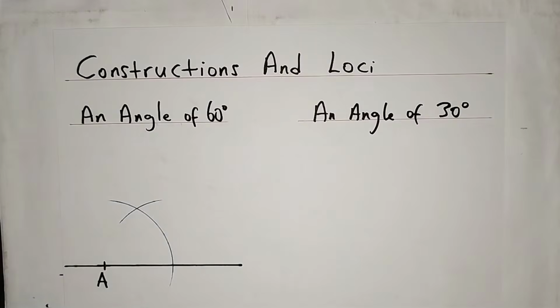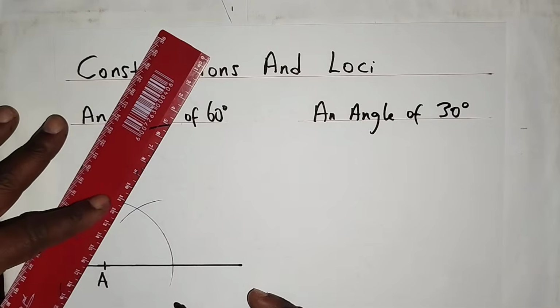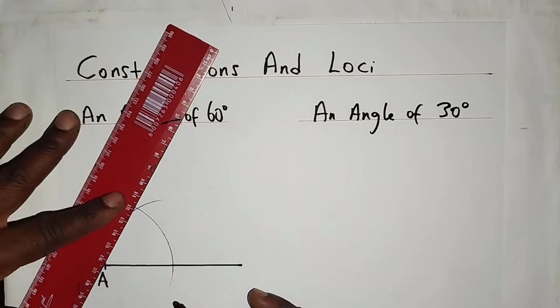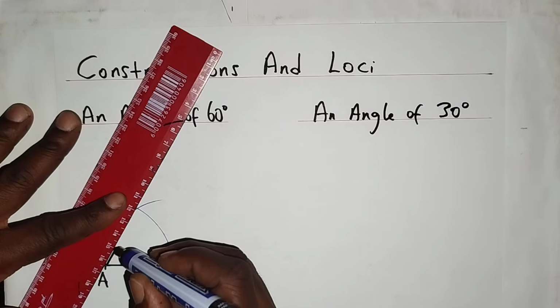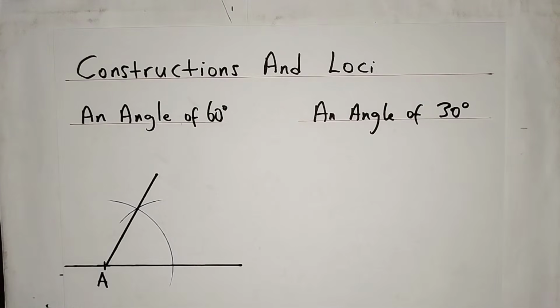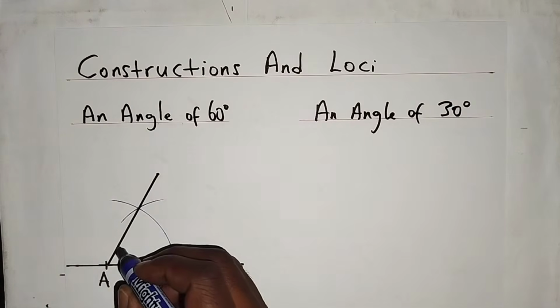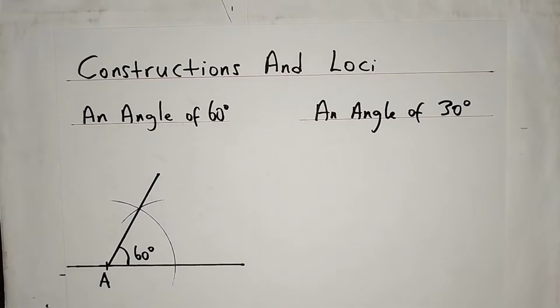Okay, now using my ruler, starting from A, I'm going to draw a line from A right through the point of intersection of the arcs. So it's now an angle of 60 degrees.